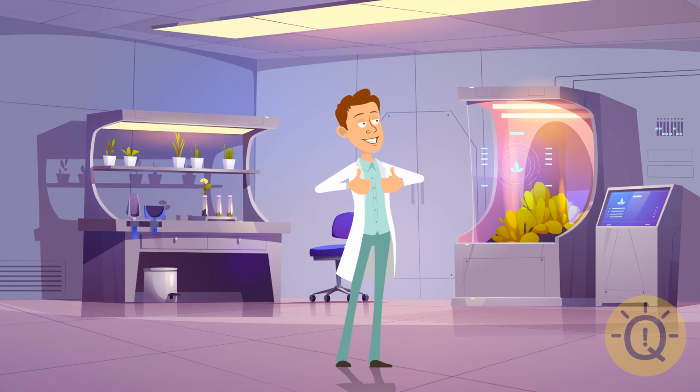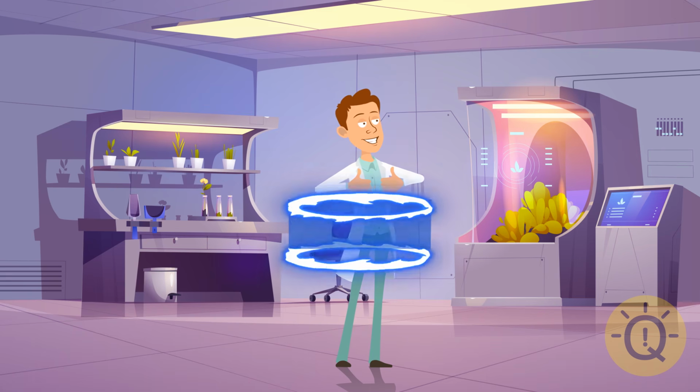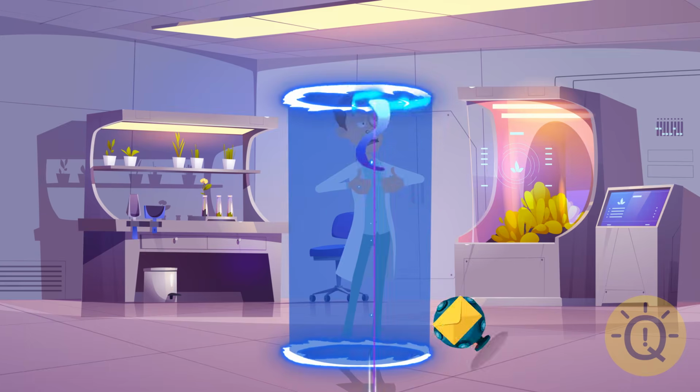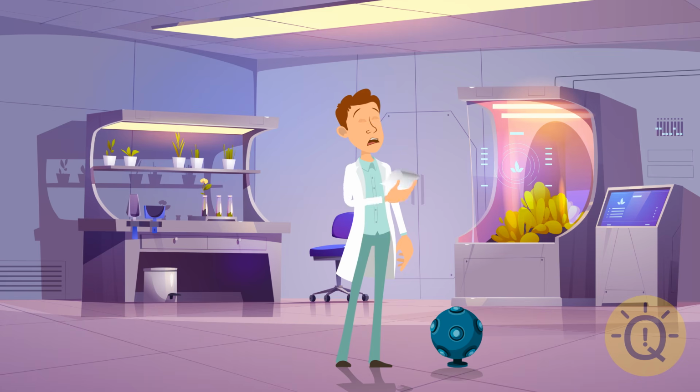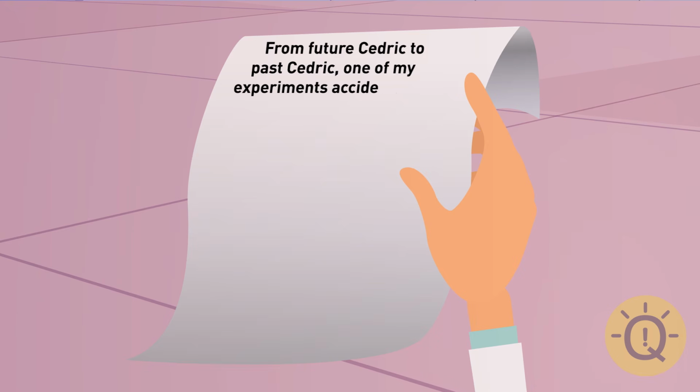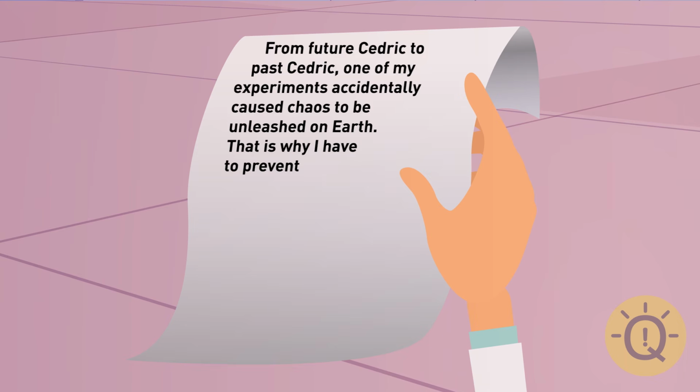Cedric was a brilliant scientist. One day, suddenly a small portal appeared in his lap, and a little device with a letter attached to it fell on his head right before the portal closed. The letter said, "From future Cedric to past Cedric. One of my experiments accidentally caused chaos to be unleashed on Earth. That is why I have to prevent you from conducting this experiment in the first place.